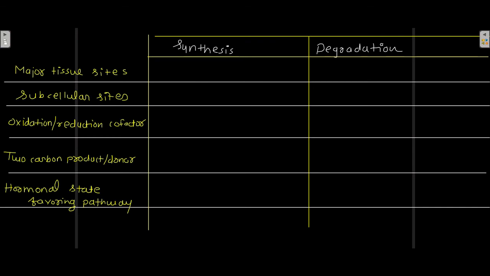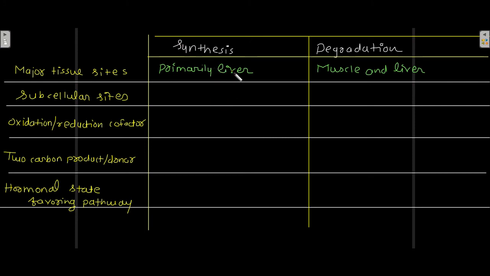Okay, let's have a comparison between fatty acid synthesis and fatty acid degradation. Where it is synthesized and at which sites it is degraded, then which subcellular sites are involved, then what are the oxidation or reduction cofactors involved during synthesis and degradation. Okay, let's see all of that. The major tissue site for fatty acid synthesis is primarily the liver, and for fatty acid degradation the tissue sites are muscle and liver.